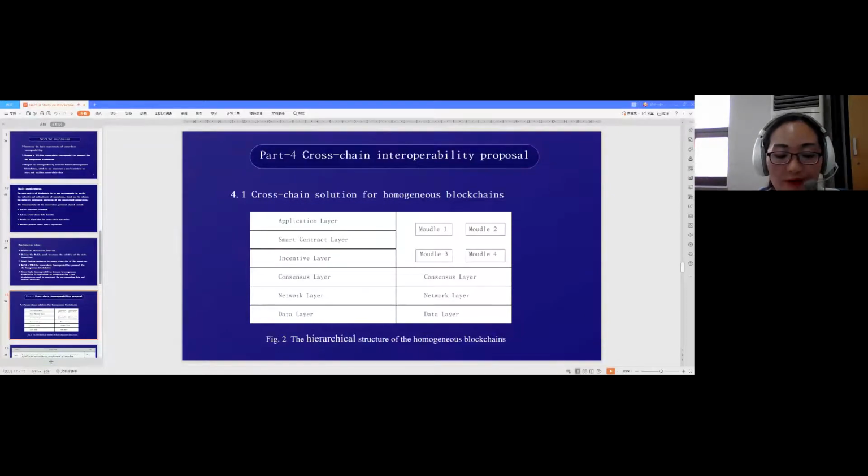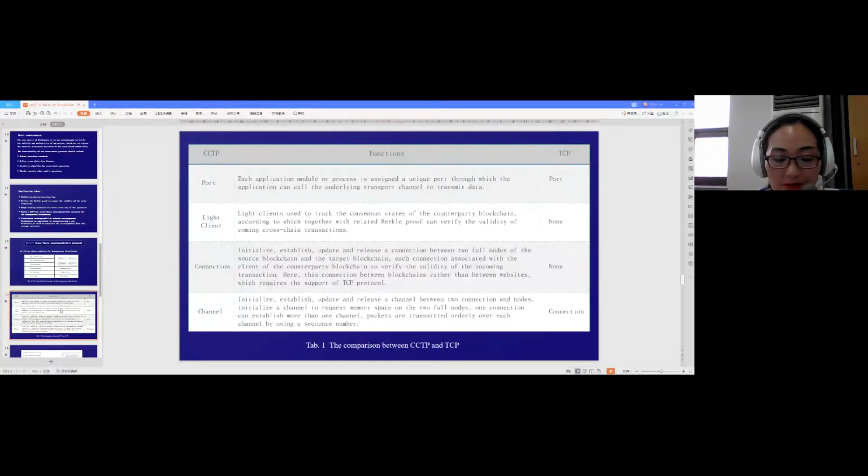Figure 2 shows the hierarchical structure of the homogeneous blockchains. We build our protocol between the consensus layer and the module layer. Compared to the TCP protocol, we proposed a corresponding CCTP protocol, and the specific functions are shown in Table 1.